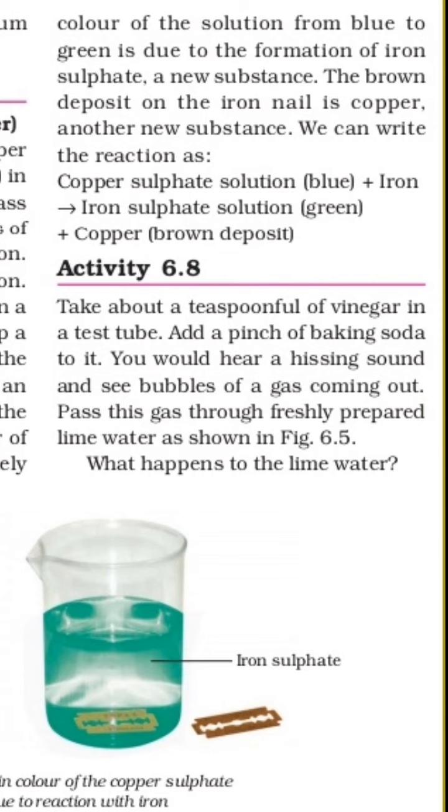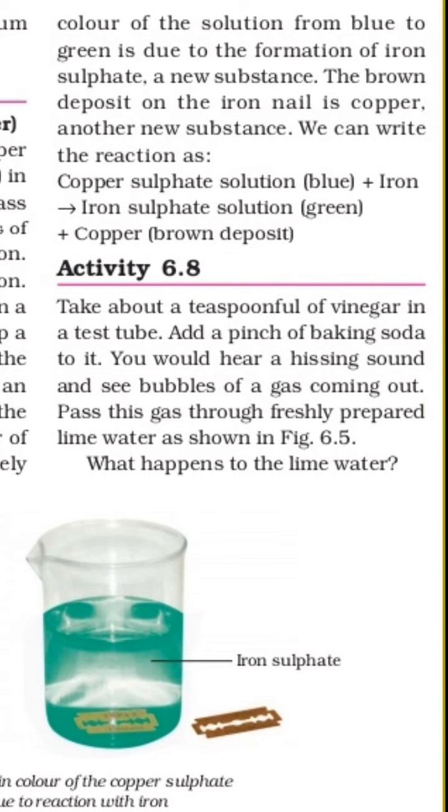And we can write the equation as follows. First, what we are using is copper sulfate solution, which is blue in color. Here you can see the reaction on the screen: copper sulfate solution, which is blue in color, plus iron, and after that the solution becomes iron sulfate solution, which is green in color, and copper, which is brown in color, which is deposited on that iron substance.